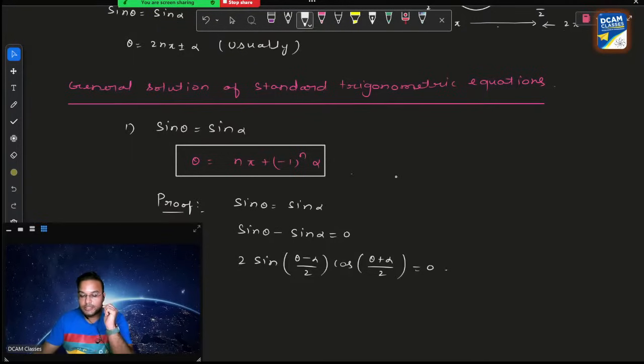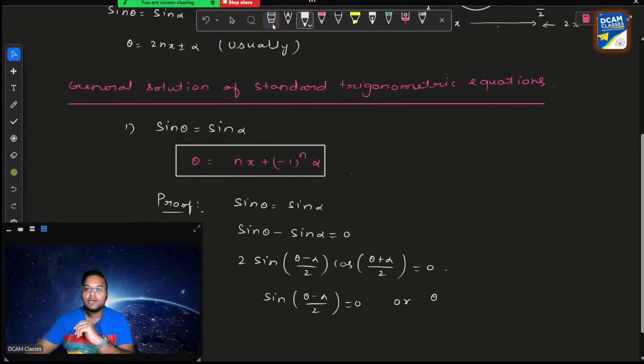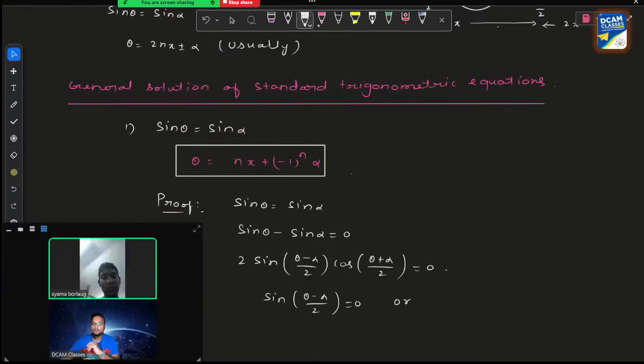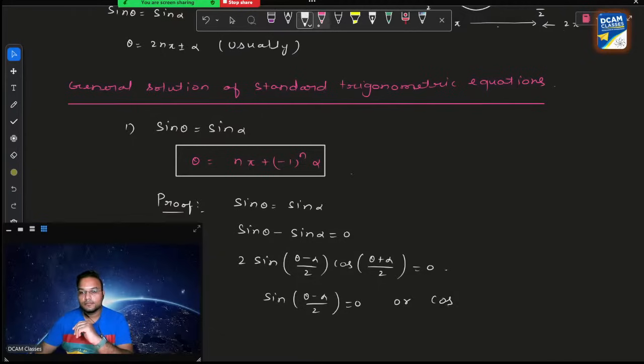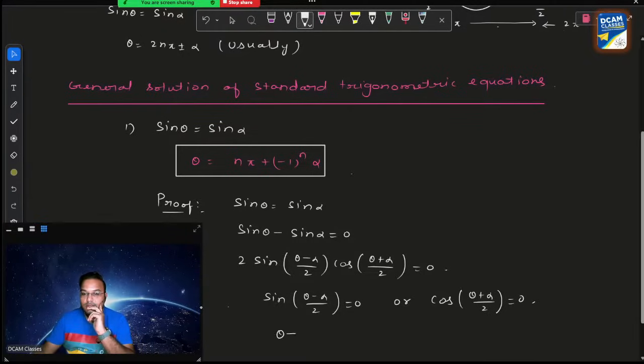Now here we have got this one. Now here, if this is 0, we can have two cases. Either sine of theta minus alpha by 2 is 0, or cos of theta plus alpha by 2 is 0. So now if this becomes 0, theta minus alpha by 2 becomes 0, this, what answer I can write it as m pi.